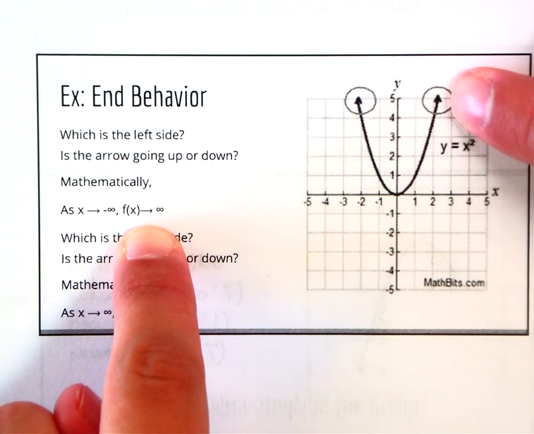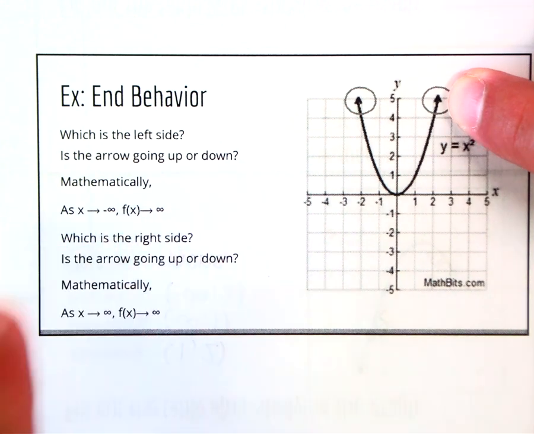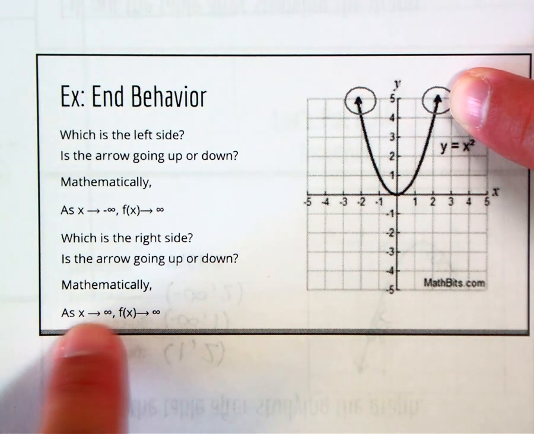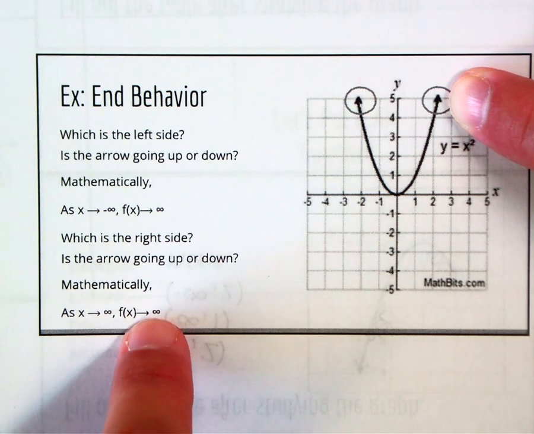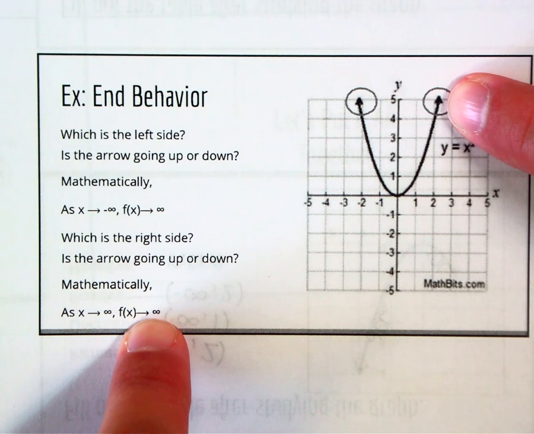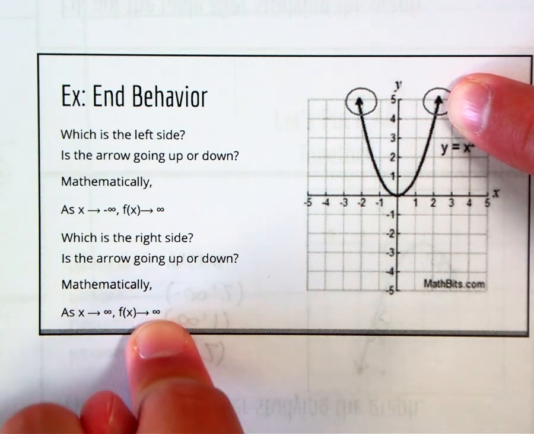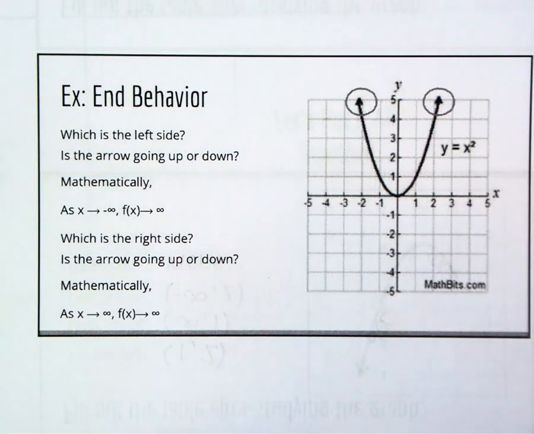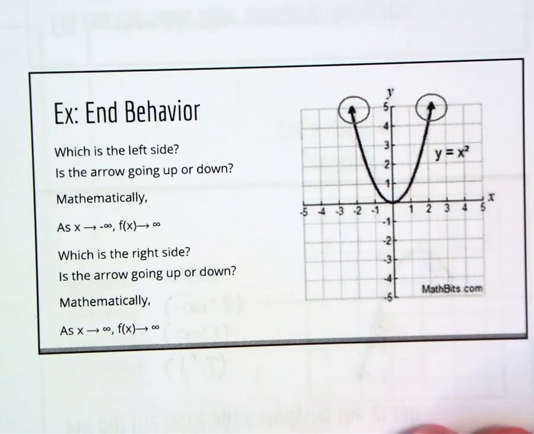And then we're going to look at the right side, because that's the other end. Is the arrow going up or down? Well, it's going up. So mathematically, the right side, as x approaches positive infinity, f of x approaches positive infinity because it's going up. So if you were to just think about this as simply as possible, and I said, what's the end behavior? You could say up, up, and then we'd be good to go. But we're going to write it mathematically.